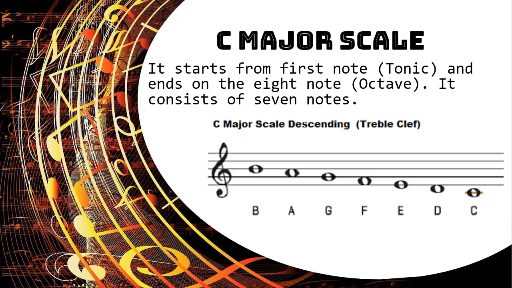While in the descending order, you will see now it's coming down from the octave to the tonic. So we now have from the octave, we get the B, we get A, we get G, F, then E, followed by D, and then finally C. So that is how the C major scale is represented.